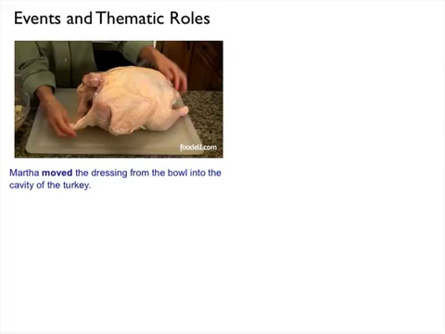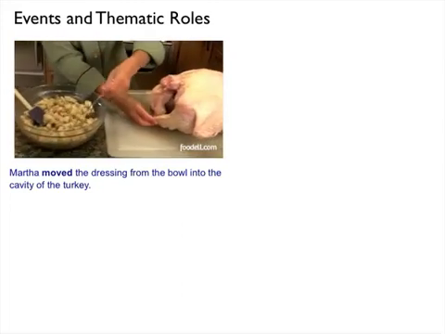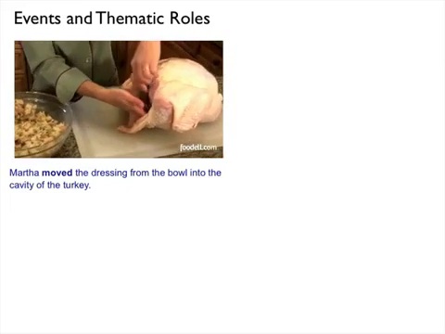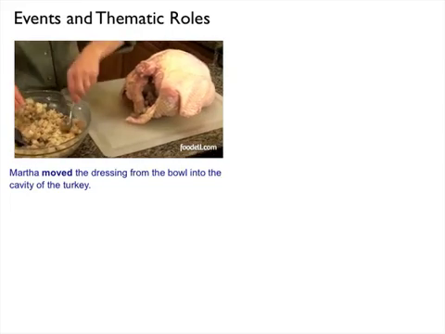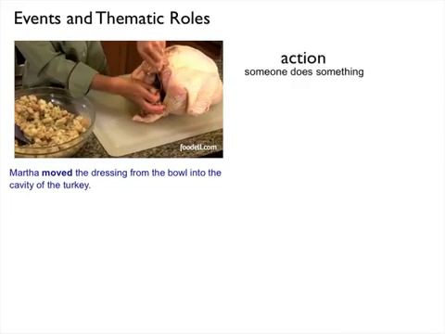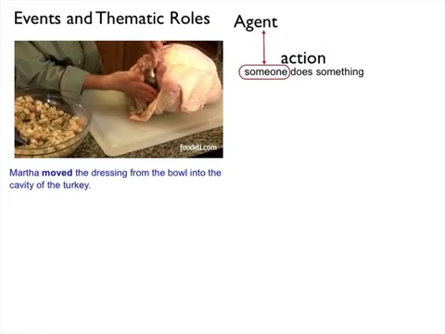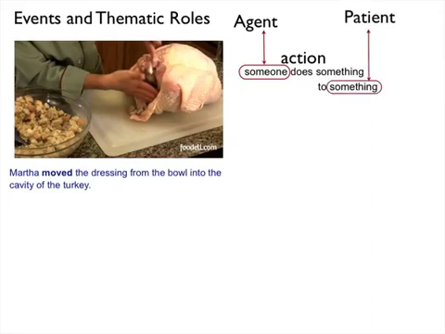So here we have, we can say that Martha moved the dressing from the bowl into the cavity of the turkey, right? So someone does something, that's the agent. So someone that does something, or it could be a thing that does something, especially if it's something that you do to something else or to someone else. And the thing in that slot is called the patient, the thing that has something done to it. So those are the really most basic roles.